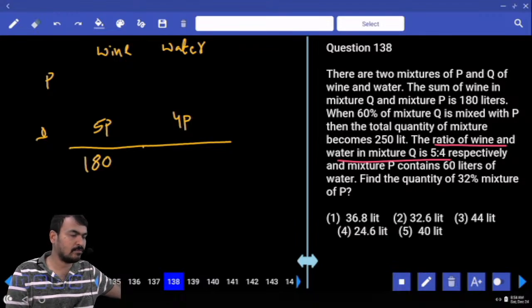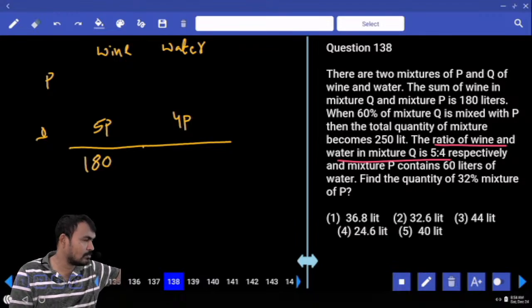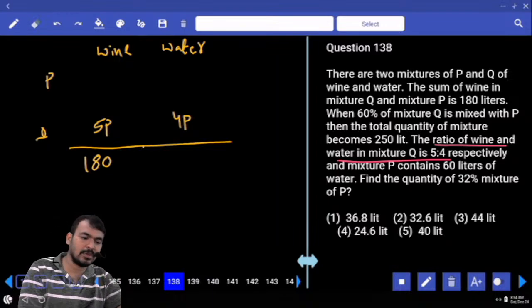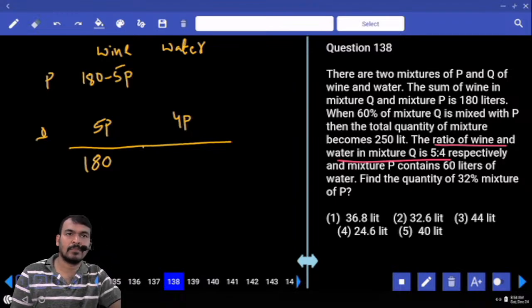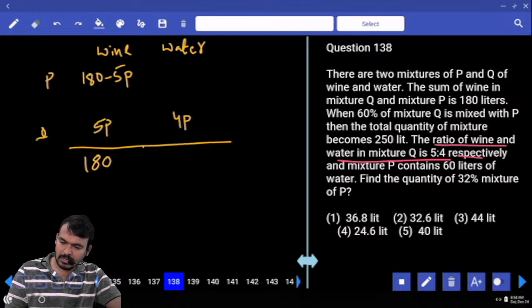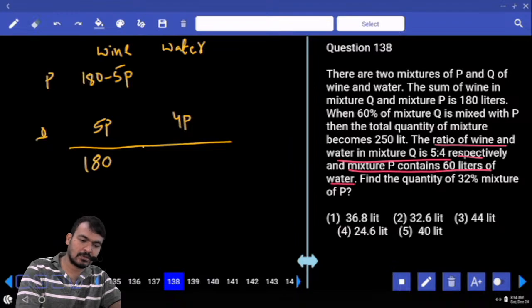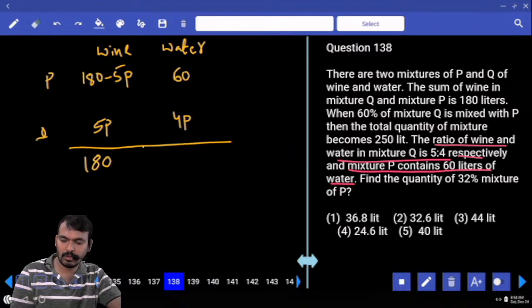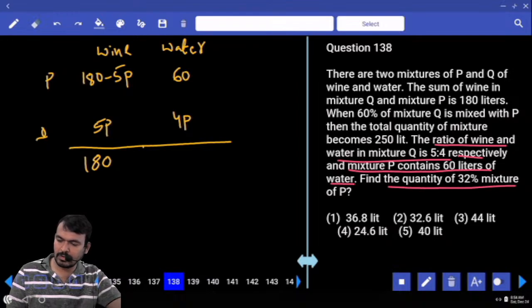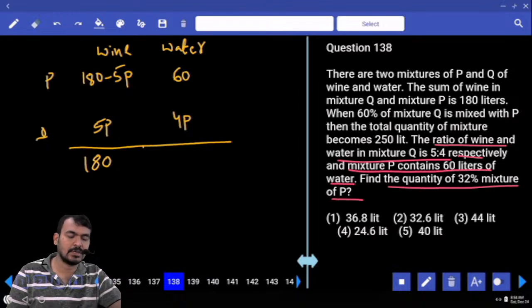Wine in mixture Q is 5 parts, but total wine is how many liters? 180. Out of 180, Q is 5 parts, means remaining is 180 minus 5 parts. Next, mixture P contains how many liters of water? 60 liters of water. Okay. What is the question here? Find the quantity of 32% of mixture P.